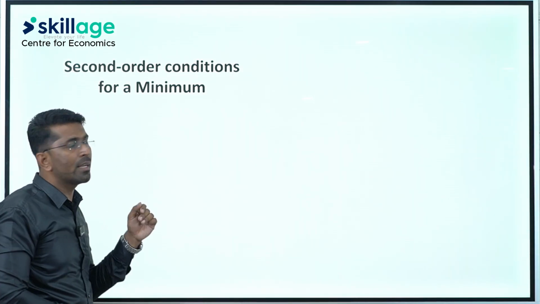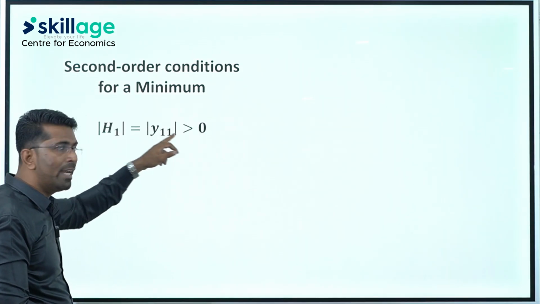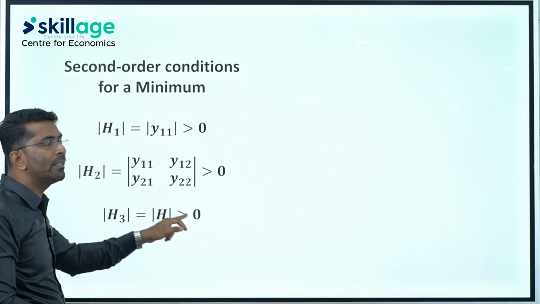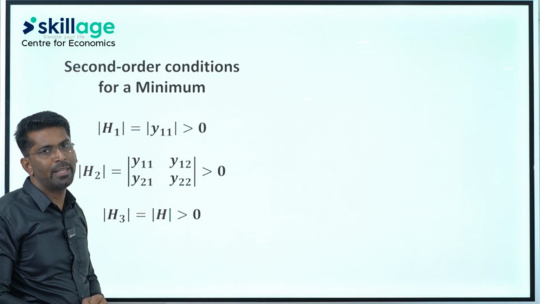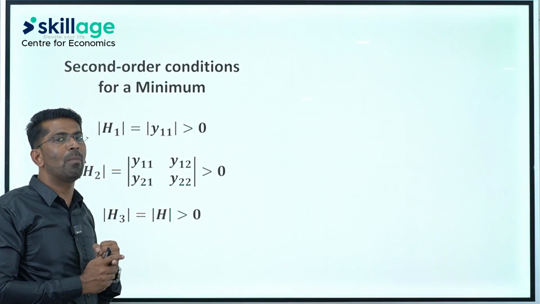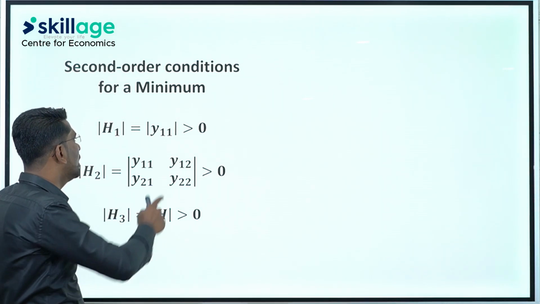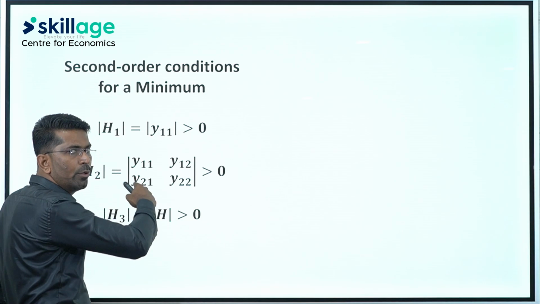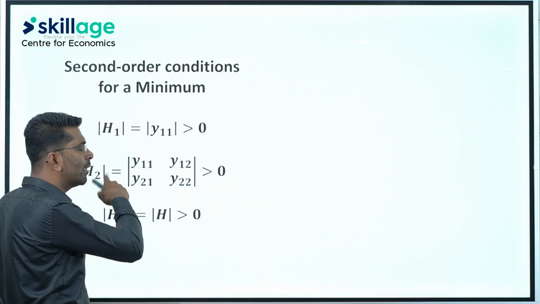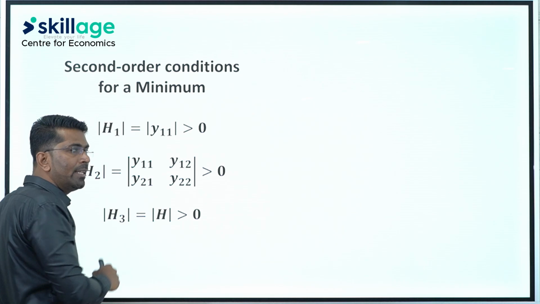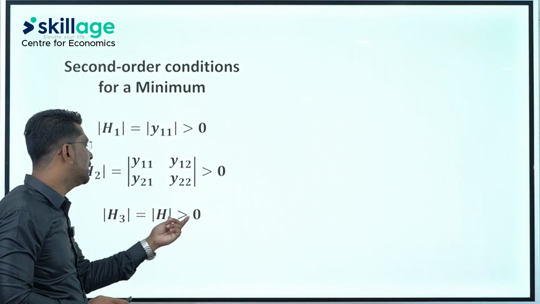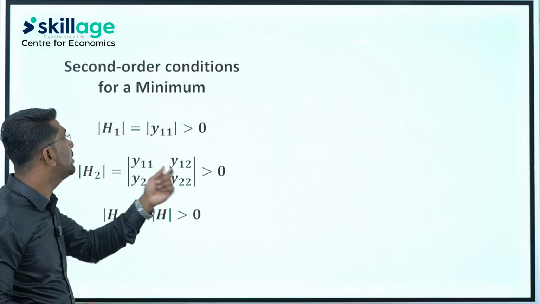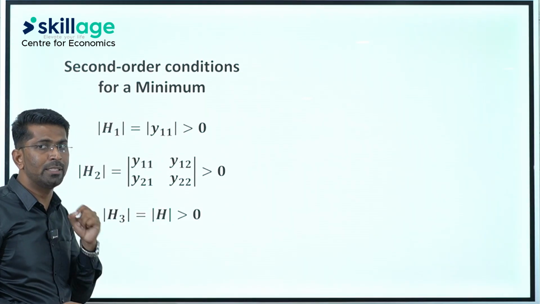See, the second order condition for minimum: H1 is greater than 0, H2 is greater than 0 and H3 is also greater than 0. That means these three principal minors are greater than 0. The first principal minor, y11, is greater than 0. Then we have the 2 into 2 matrix, that is H2, the higher order Hessian, which is greater than 0, and H3, that is equal to H, is greater than 0. If these three are greater than 0, then this is the condition for minimization of a function.